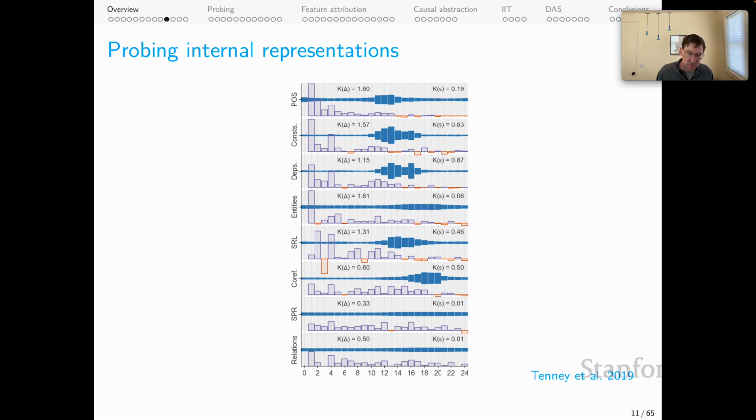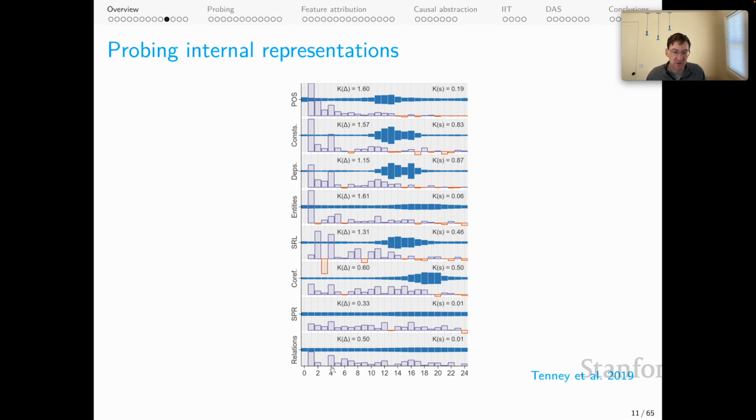I think that most people believed that even though BERT was performant, it was performant in ways that depended on entirely unsystematic solutions. And what probing began to suggest is that BERT had induced some really interesting causal structure about language as part of its training regime.